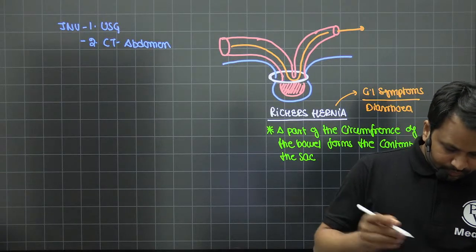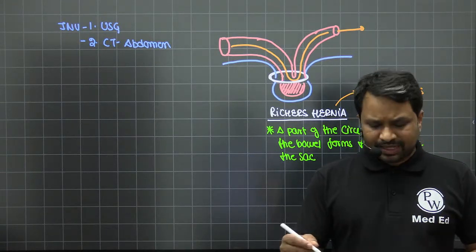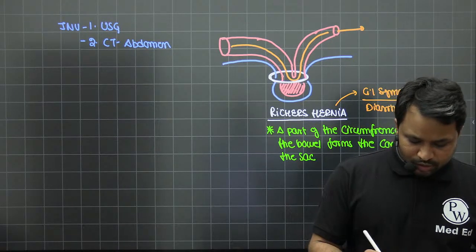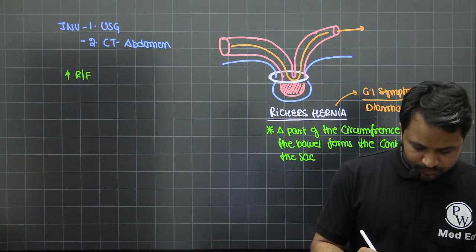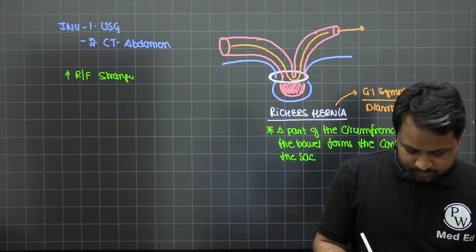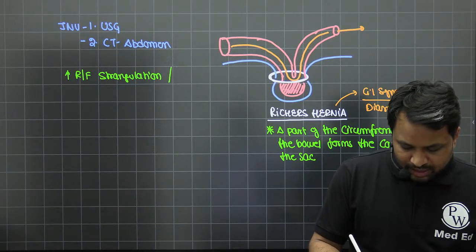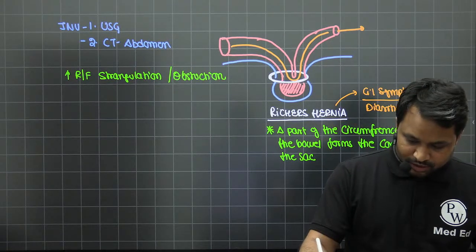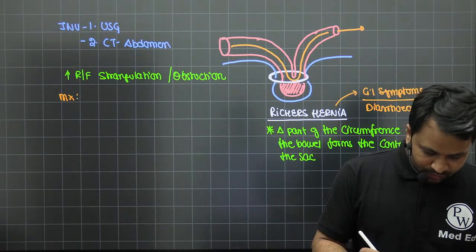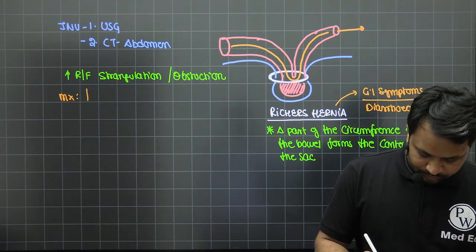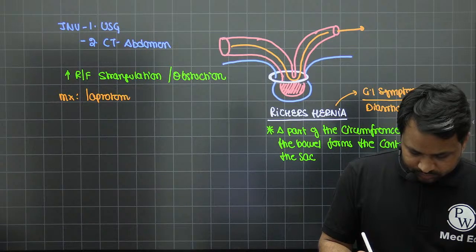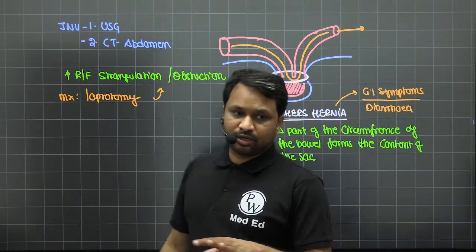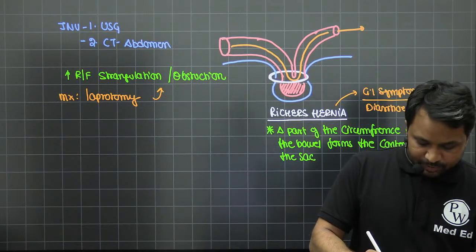Now, majority of the patients, when they come with the presentation, usually land up with obstruction. So the complications are also there. There's increased risk for strangulation as well as obstruction due to the narrow opening. So when they come in this particular position, majority of them have to be taken for laparotomy, especially when you have a risk for obstruction or strangulation.